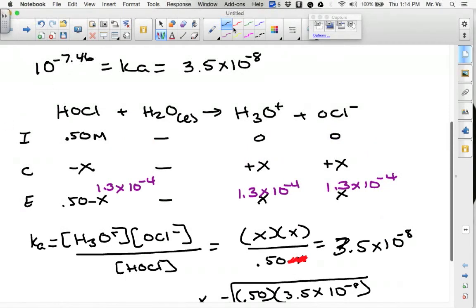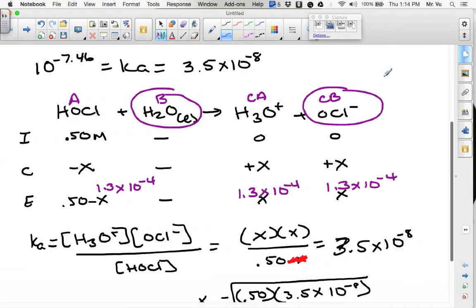Now the last part of the question asks, which one is going to be the strongest base? So I'm going to go back to my equation, and I know that this is my acid, this is my base, and then this becomes my conjugate acid, and this is my conjugate base. So the H2O and the OCl minus are my bases. The question is, which one is going to be stronger? That means if I have another H plus come in here somewhere, is it going to attract to the H2O to make H3O, or is it going to attract to the OCl minus to make HOCl?